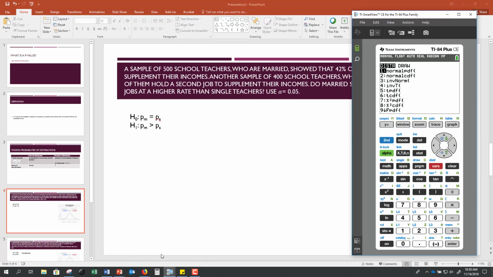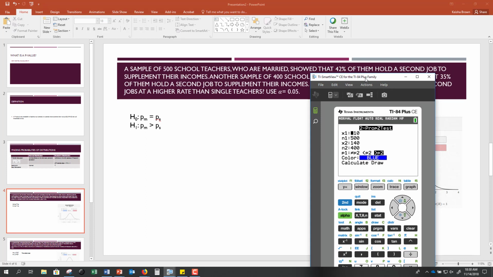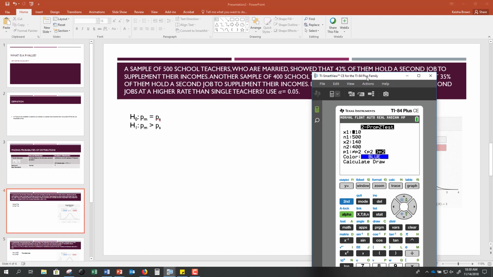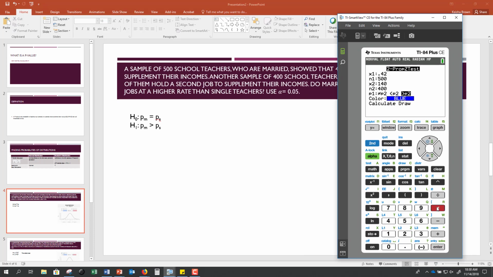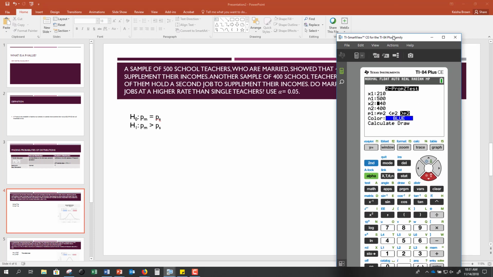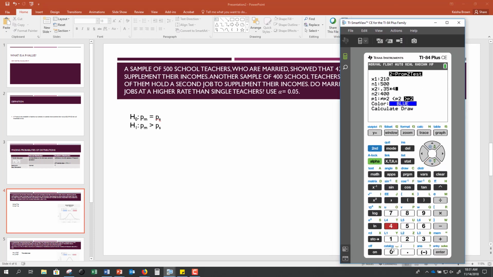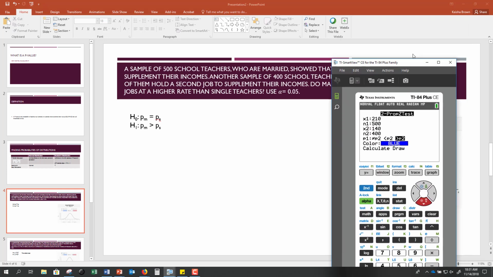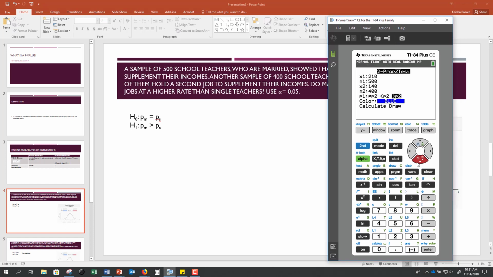In our calculator, since this is a two sample proportion problem, we would go to Stat, then over to Tests, and then to 2-PropZTest, because we have two samples. Your x here is the number of people that have a certain characteristic. Whatever is listed first in the problem represents your x sub 1. So you're looking at married school teachers who hold a second job, which is 42% of the 500. You can let the calculator multiply for you. The sample size is 500. The second sample represents your single school teachers, and once again you can let your calculator perform 35% of 400. Our sample size is 400. Do married school teachers hold second jobs at a higher rate? That's why we have a right tail test here, and we're going to calculate this.